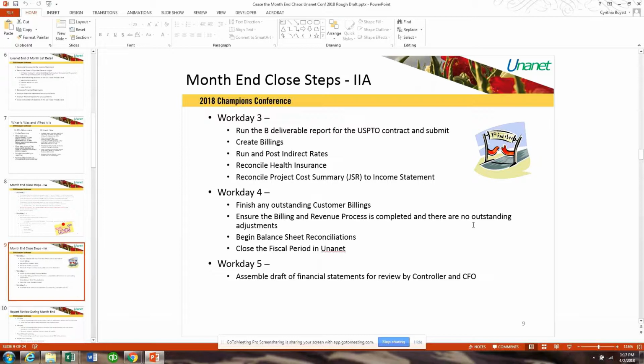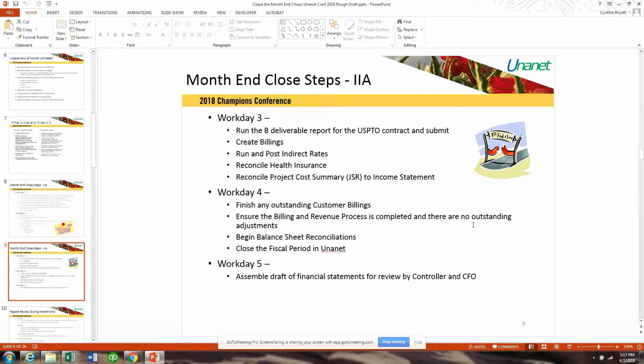Workday 4, we finish any outstanding customer billings, because as you know, there's always that one where you say, oh, look, we don't have our mod yet for our extra funding. So we're holding on that because we couldn't run it yet. We ensure everything is posted and processed in billing and revenue. We begin our balance sheet reconciliations. Every balance sheet account gets a reconciliation every month before the end of the month. And then we go in and close the fiscal period, and we do it as one fell swoop. We don't piecemeal it. We literally go in, click them all until it's closed and roll it over.